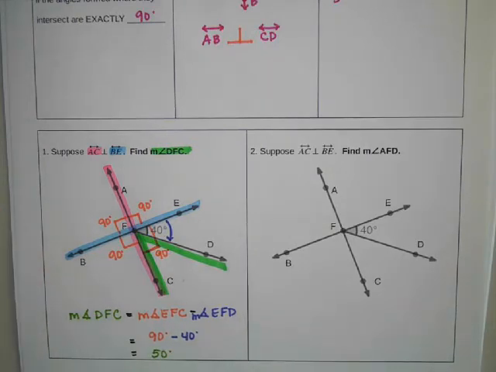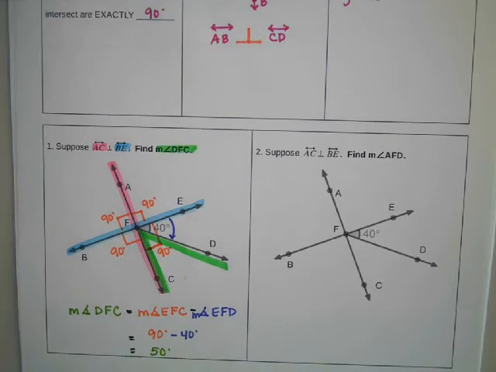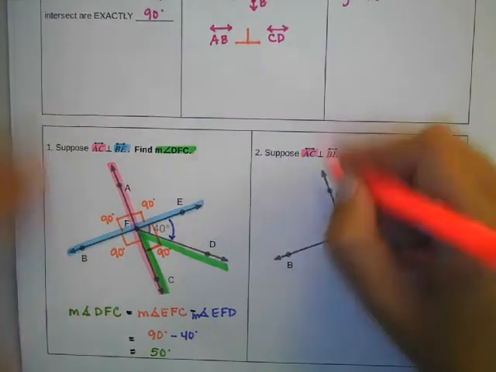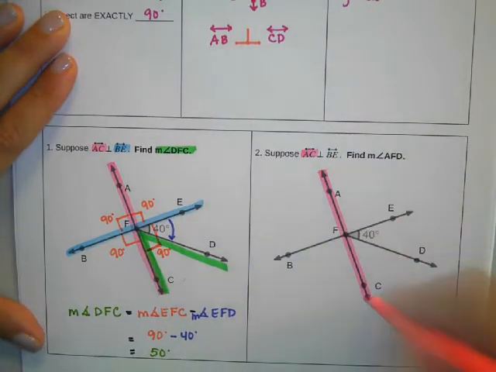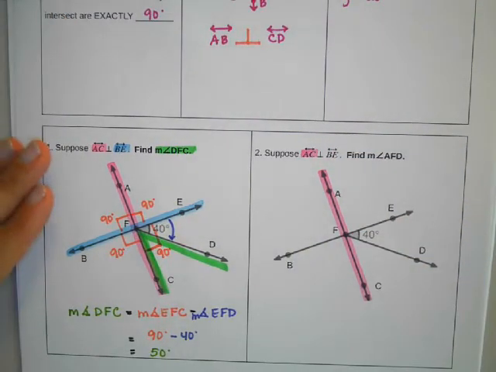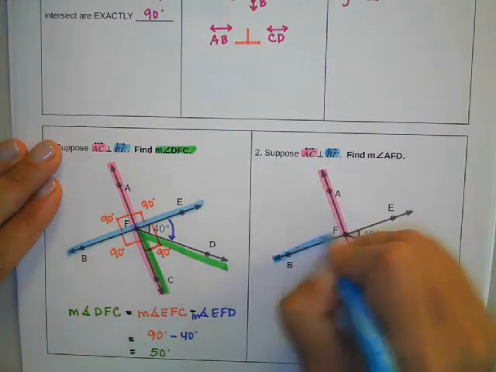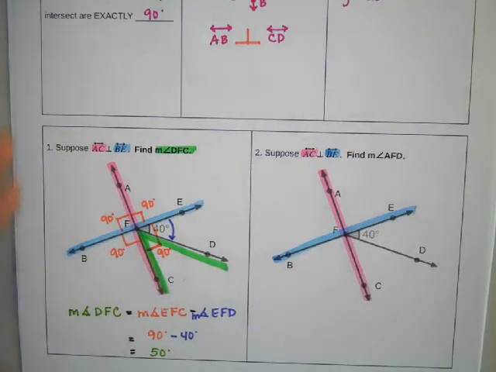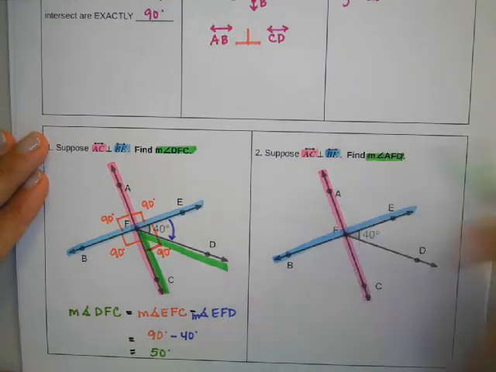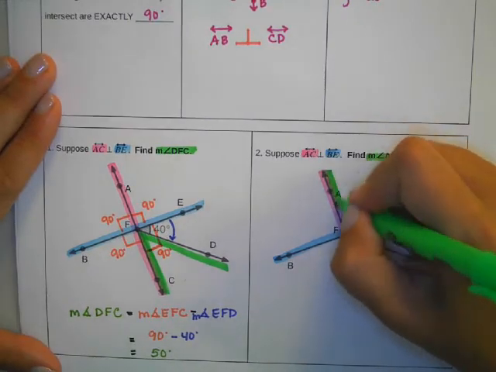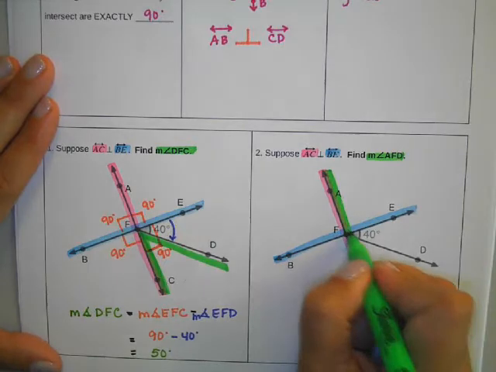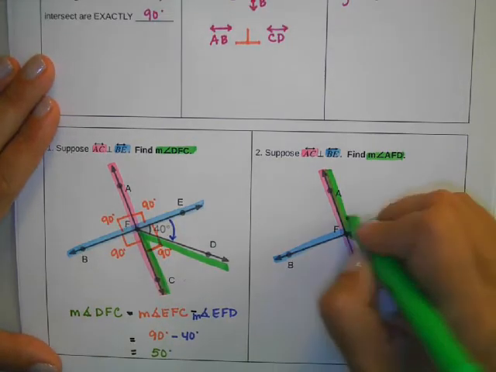Now, another follow-up question that we can do now that we know about perpendicular lines is that if we know that line AC, so this guy right here, is perpendicular to line BE, so this guy right here, and then we want to find the measure of angle AFD. So we want to know this whole thing, all the way from here to here.